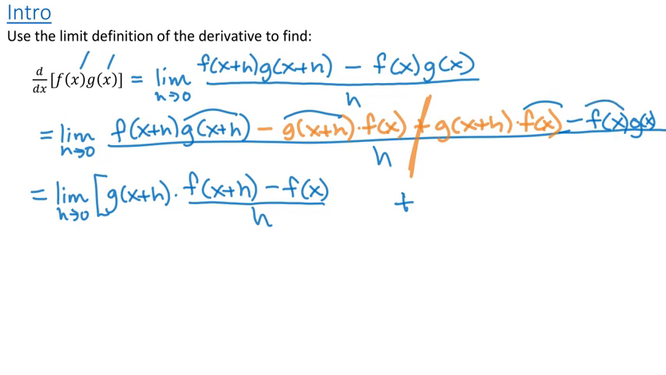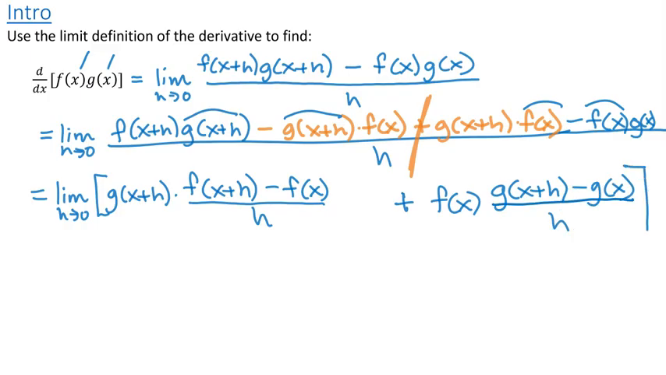I can factor an f of x out, and when I do that, what I'm left with is a g of x plus h minus g of x, and that's all over h. So coincidentally, I also get a perfect difference quotient for g at the end of this whole mess. So now I'm just going to think through each piece and what happens as h goes to 0.